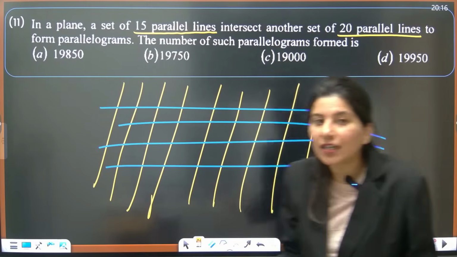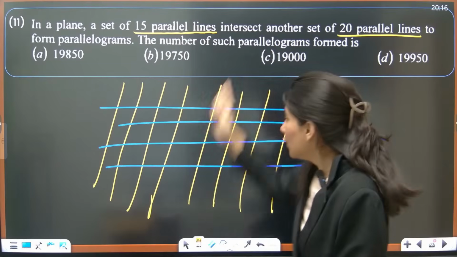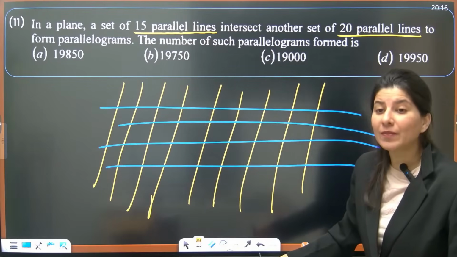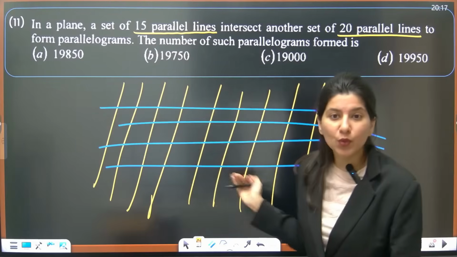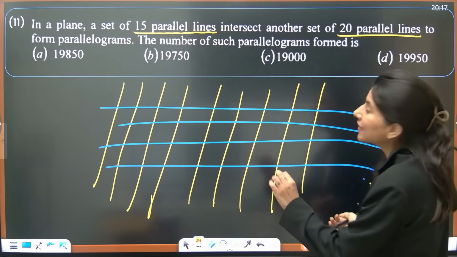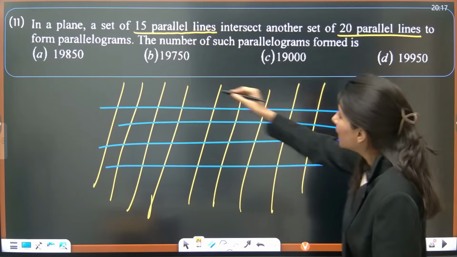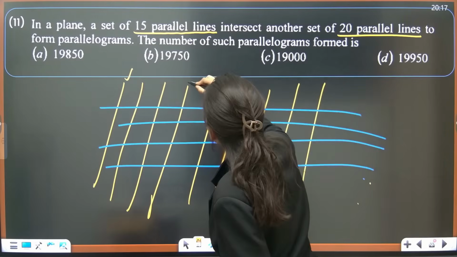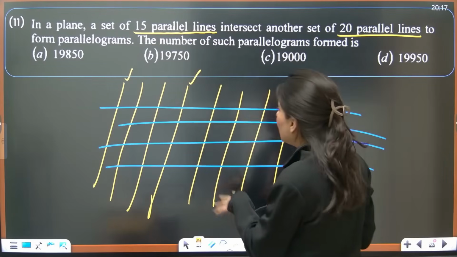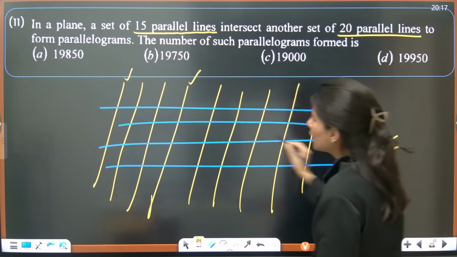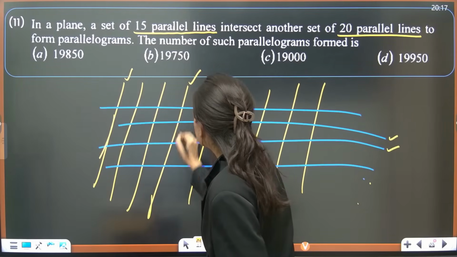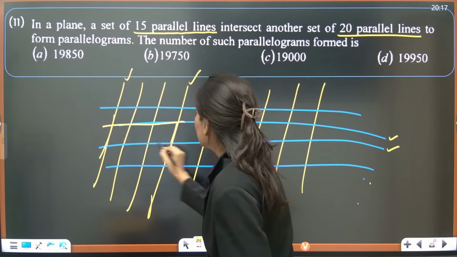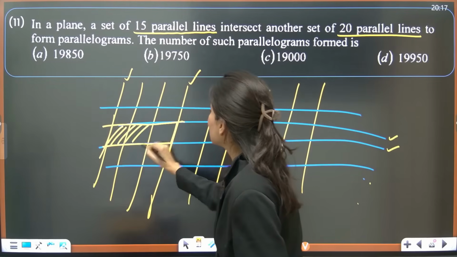To create a parallelogram, you need 4 lines. 2 parallel from the 15 ones and 2 parallel from the blue ones. So I am going to select 2 parallel lines. Suppose I have selected this and this. And from blue I have selected this and this. So which parallelogram is going to get formed? See, this is the line, this is the line, this is the parallelogram. Can you see? This is the parallelogram which will be formed.